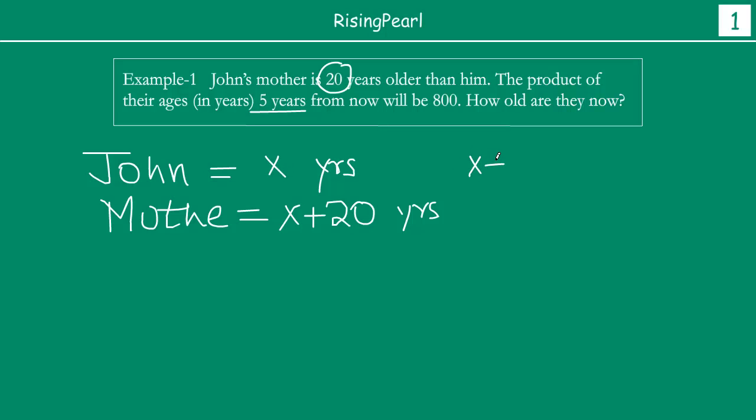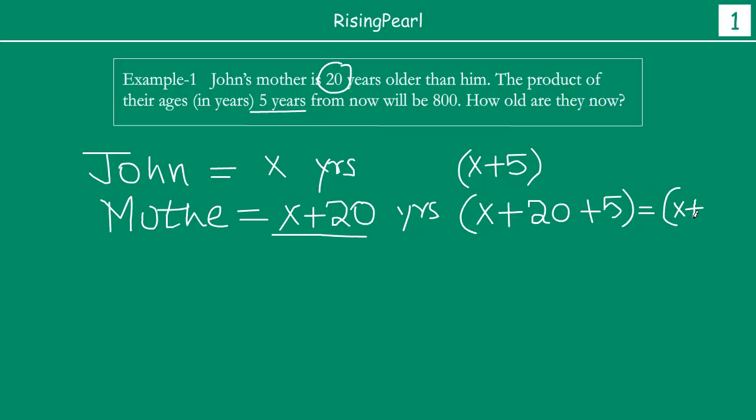John will be X plus 5. This will be the age of John 5 years from now. How old will John's mother be? John's mother is currently X plus 20. Then plus 5, because 5 years later she'll be 5 years older. So this will be equal to X plus 20 plus 5, which is X plus 25.